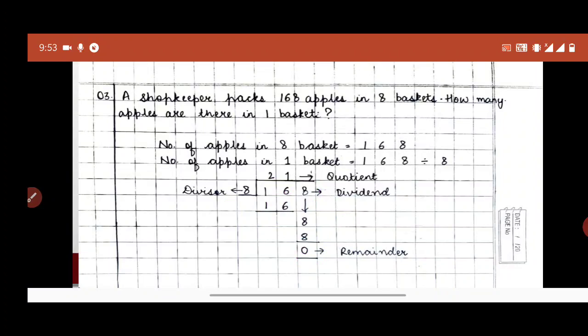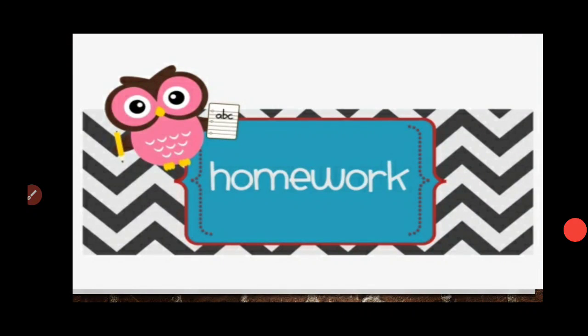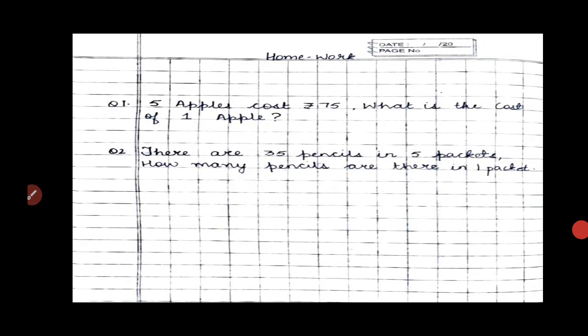So these are 3 questions that you have to do in your notebook neatly. And now let us have a look at the homework. There are these 2 questions that you have to do as well. The first question is, 5 apples cost 75 rupees. What is the cost of 1 apple? So same, information about 5 apples is given to you and you have to find out about 1 apple. So you will divide.